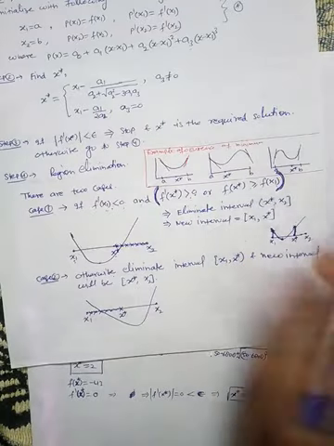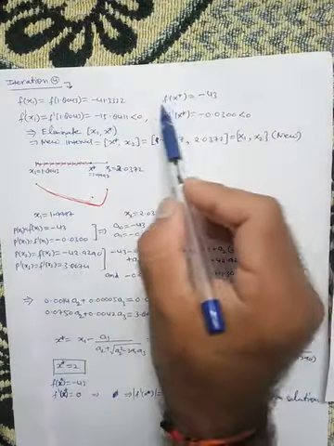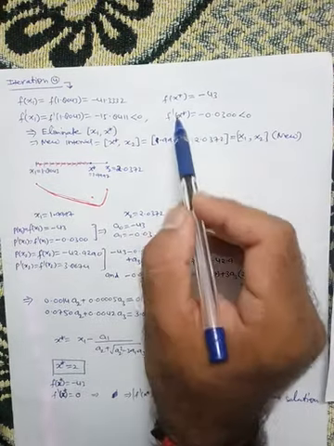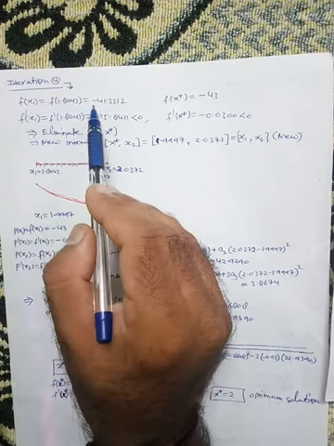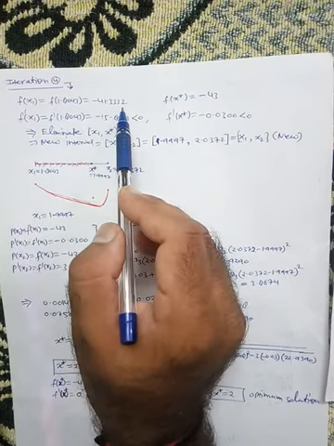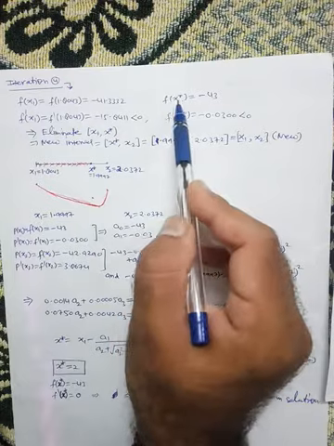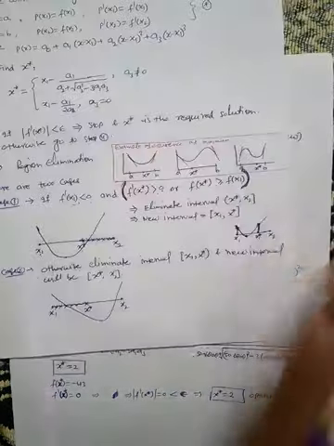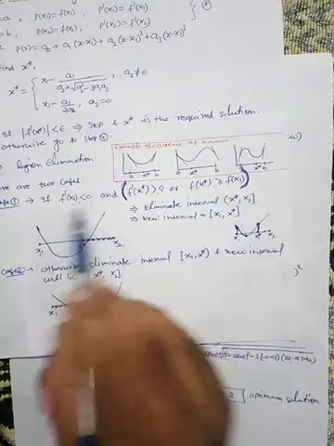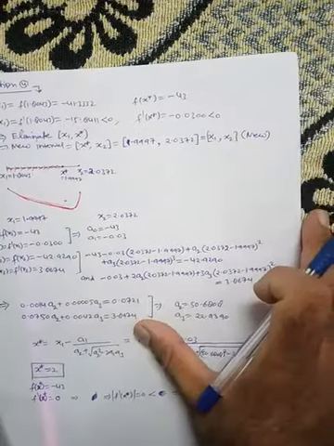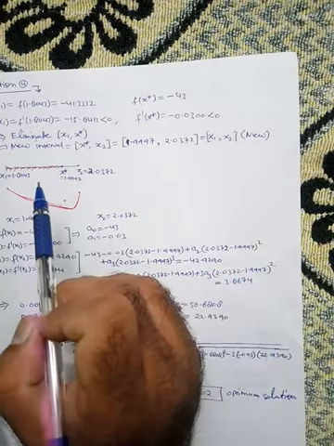Now check this condition. So f at this x star is minus 43, and f at x1 is minus 41.33. So obviously f of x1 is greater than f of x star. That means this condition is satisfied. Okay, so this is satisfied, this is satisfied. So eliminate the region x star to x2.